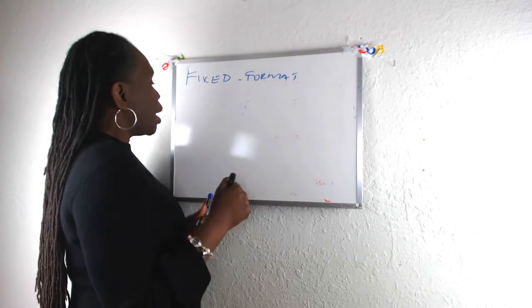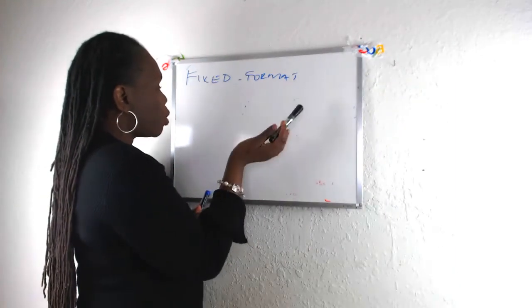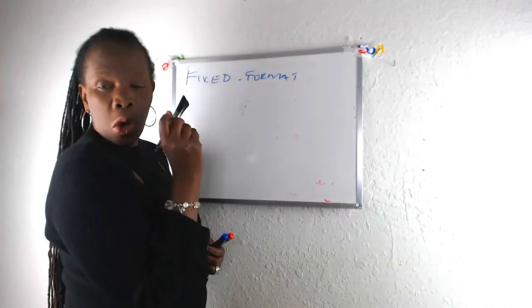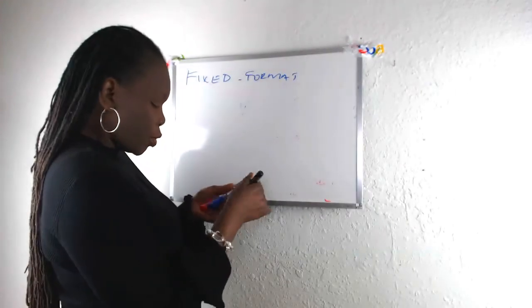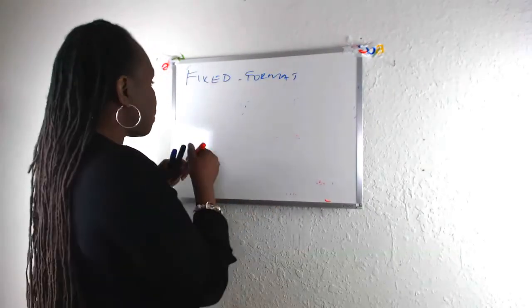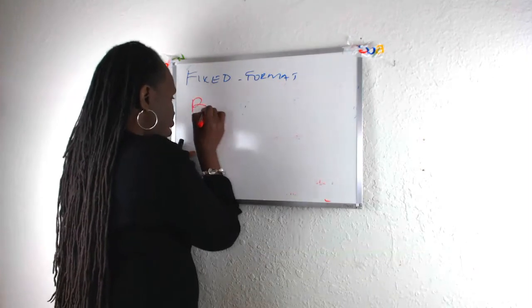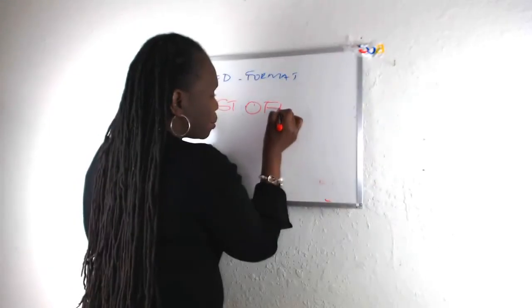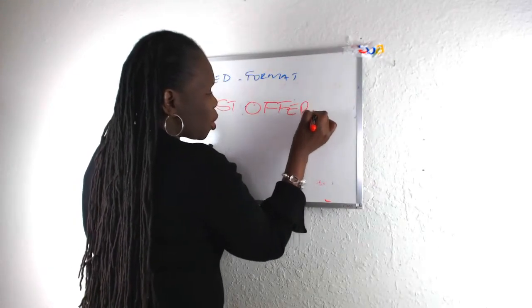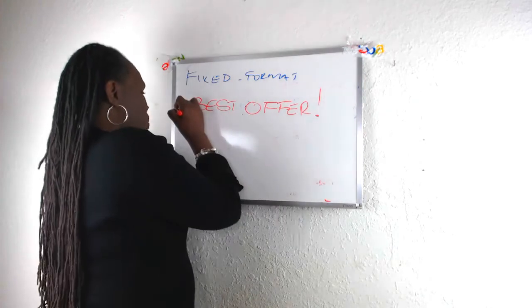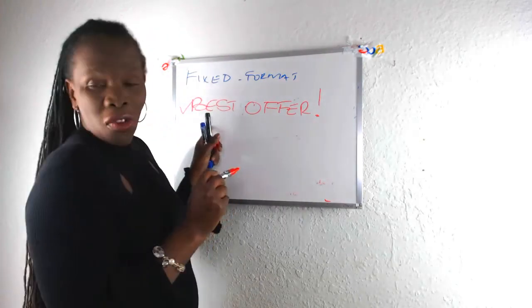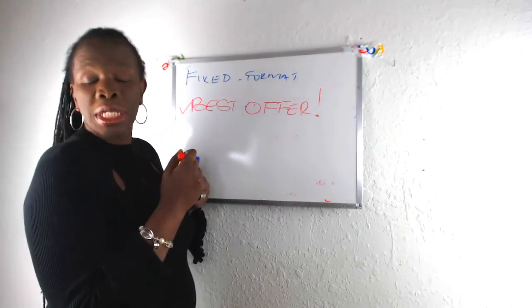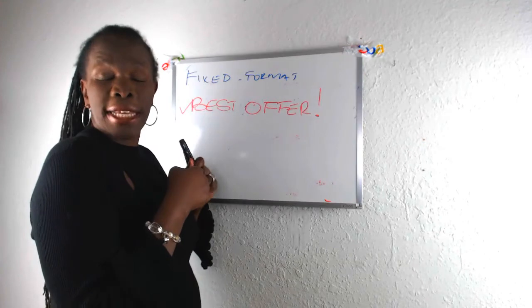After you see when you want the listing to go live, you also are going to see the best offer option. Oh my goodness, I cannot stress this enough. Let me write it in red. You'll see best offer, I'll write this in big bold. Let's talk about best offer. You want to make sure that you select best offer. What best offer is going to do is increase the chances of your item selling.